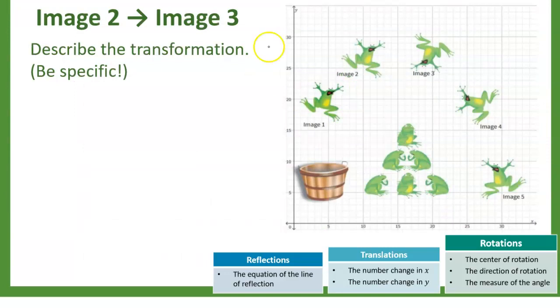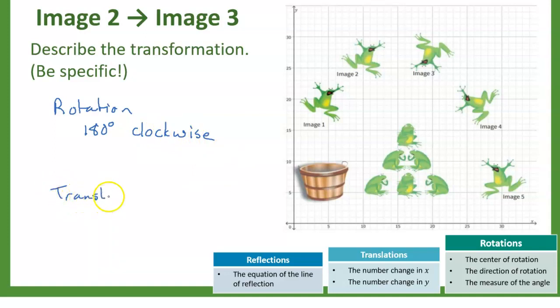Let's write that down. We started with a rotation. We went 180 degrees. It doesn't matter which direction, so we'll just say clockwise. And then we did a translation where we went 10 right and 1 up. Now we're actually missing a piece though, because we did the direction of the rotation, the measure of the angle, but we don't have the center yet. We still need to find the center of our rotation.